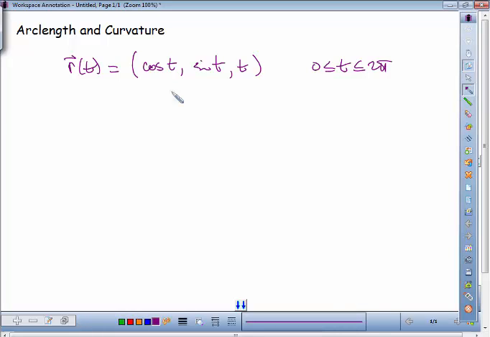Last class we just proved that we could find the circumference. We found the circumference of the circle. Yeah, so now let's actually do it with a helix.